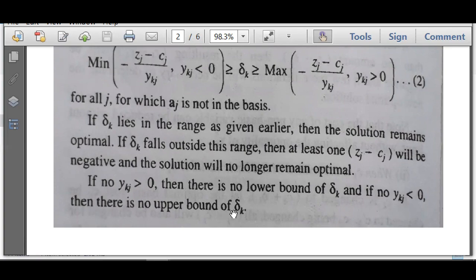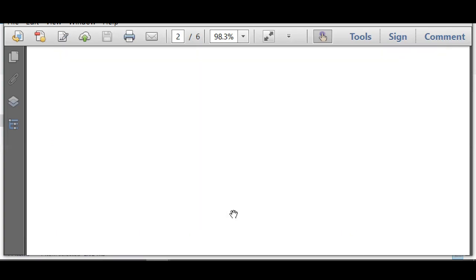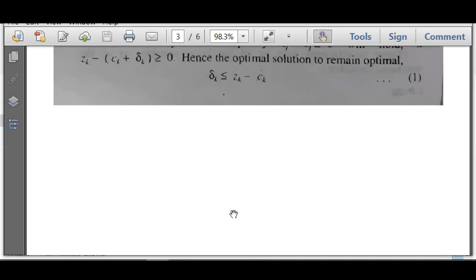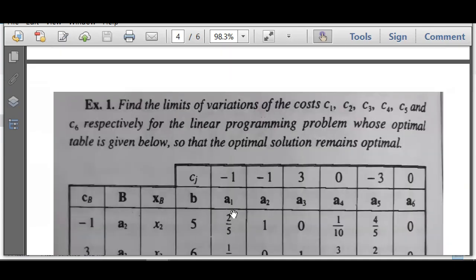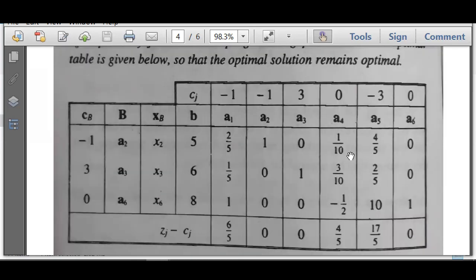Now let us do a specific example so as to get a clear idea of what we obtained in the theory. What they are saying here: find the limits of variations of the costs C1, C2, C3 up to C6 respectively for the linear programming problem whose optimal table is given below, so that the optimal solution remains optimal. So this is the last table which you have obtained.